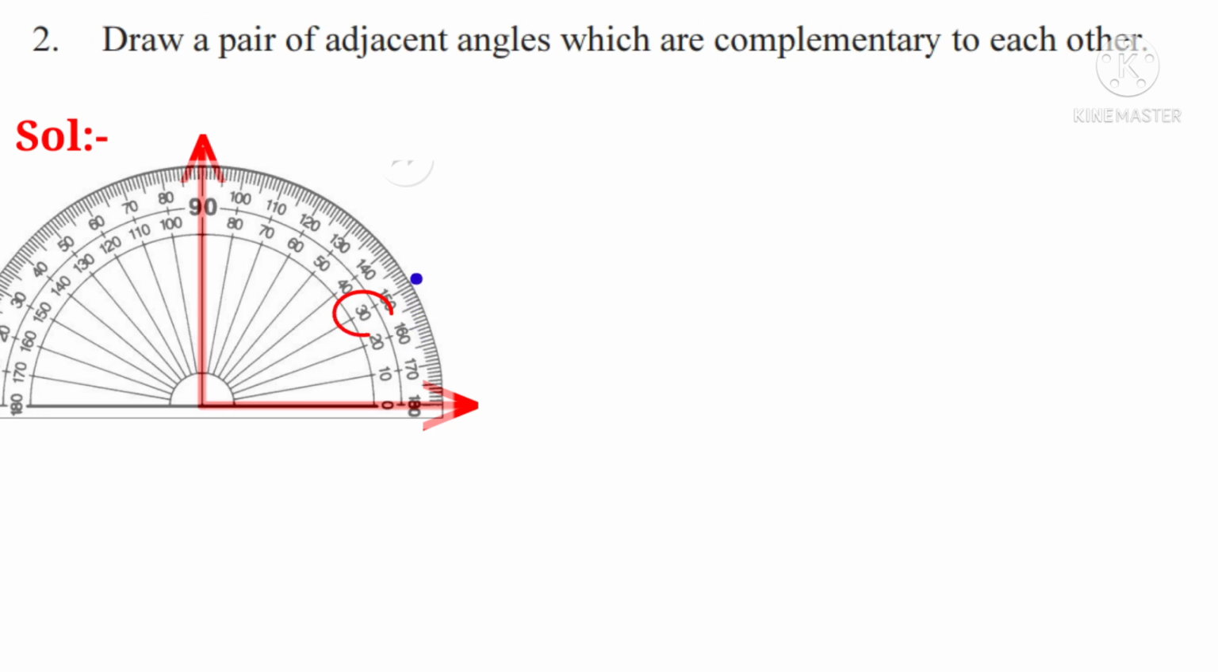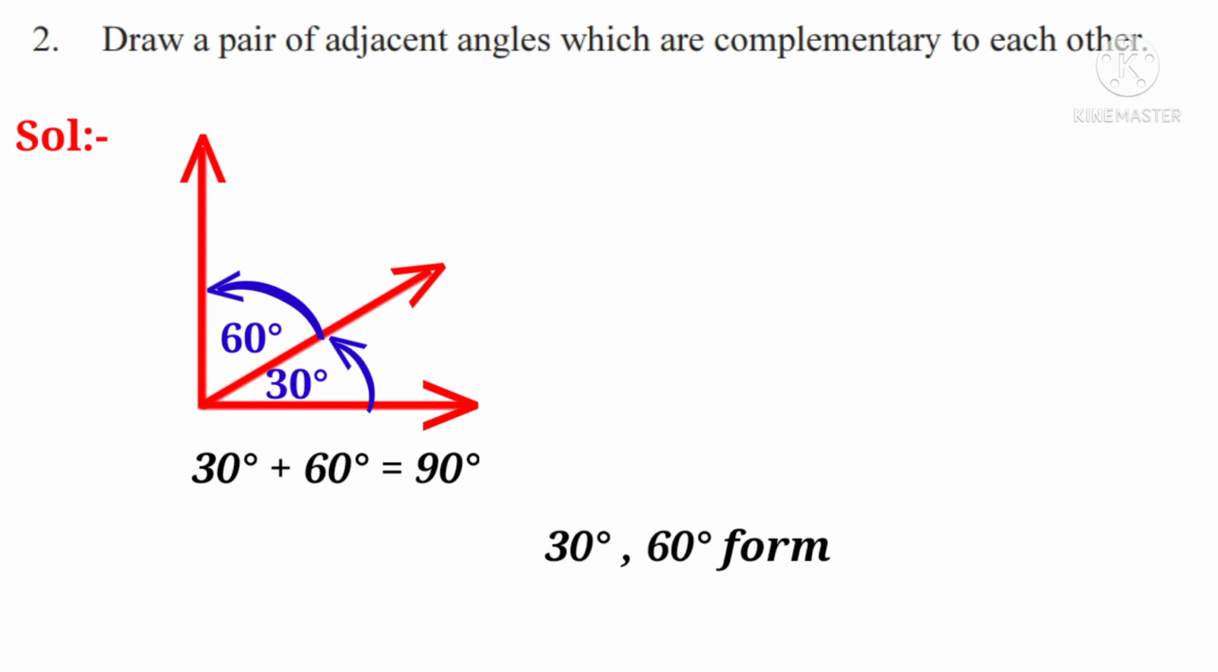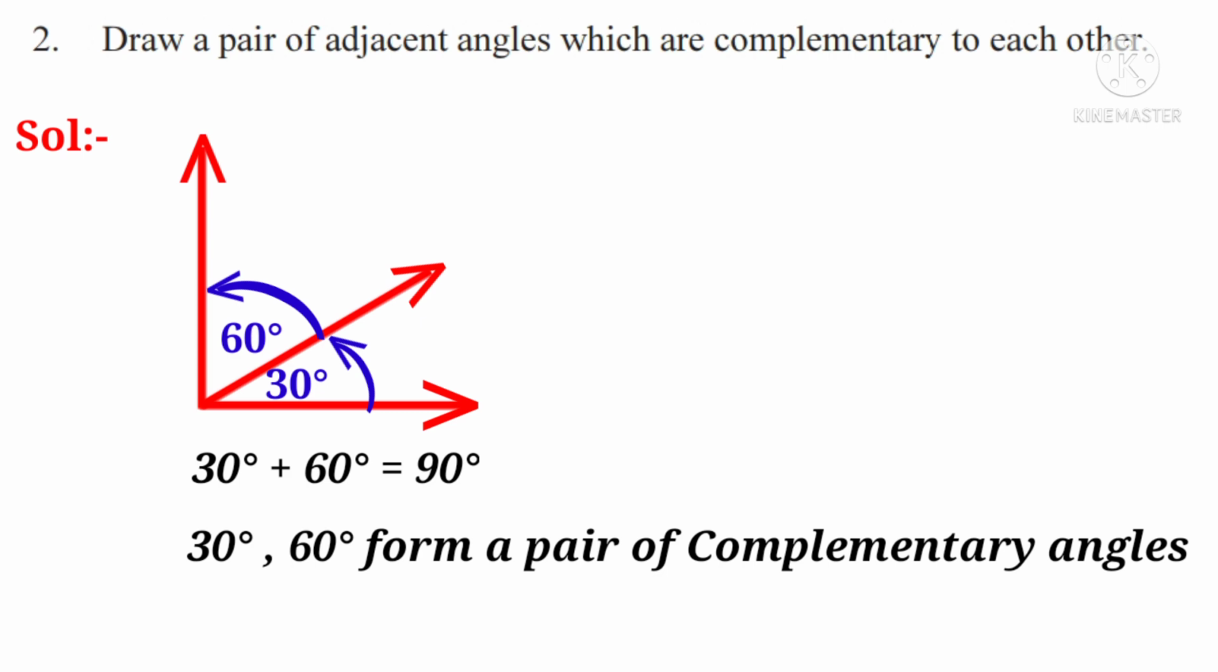Now put a point at 30 degrees and draw a ray through it. Now the angle between the two rays is 30 degrees and the angle above the two rays shows 60 degrees. Both are adjacent angles. Now observe that 30 degrees plus 60 degrees is equal to 90 degrees. So 30 degrees and 60 degrees form a pair of complementary angles.